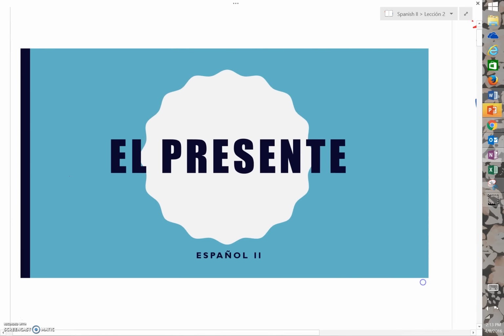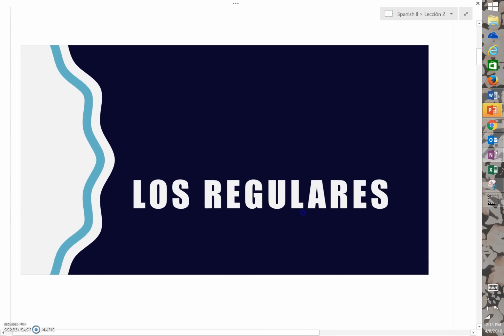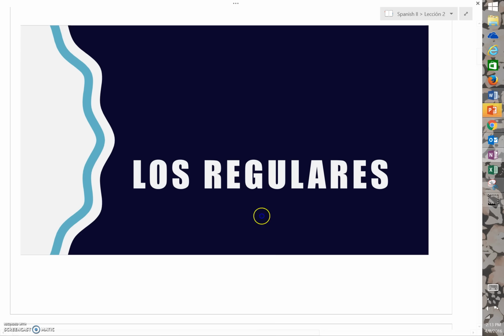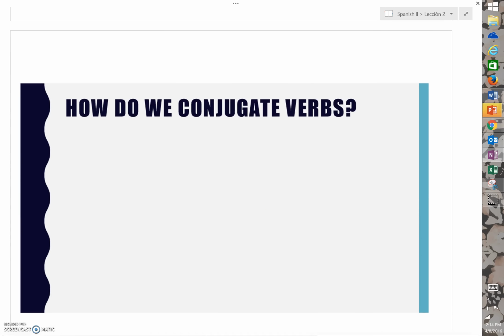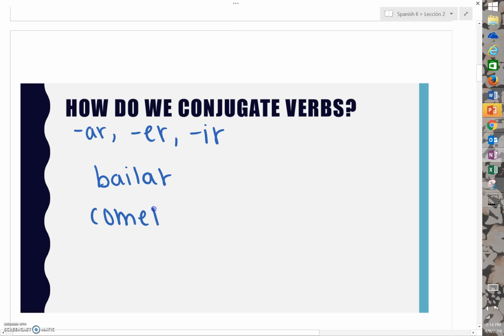Now let's talk about how we conjugate verbs, and we're going to start with los regulares, or our regular verbs. Remember that a verb is a word that ends in AR, ER, or IR. And if we see this AR, ER, IR ending attached to a verb, it means it is an infinitive, or an unconjugated verb. So the first thing we need to do when we want to conjugate them is to get rid of the AR, ER, or IR ending, just like that. And then we will attach the correct ending based off of the subject of our sentence.